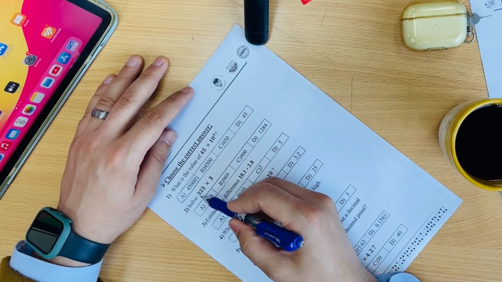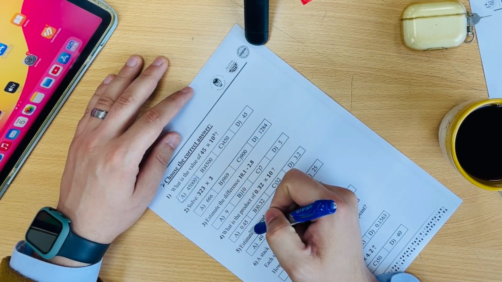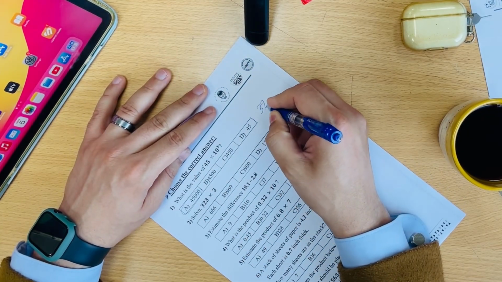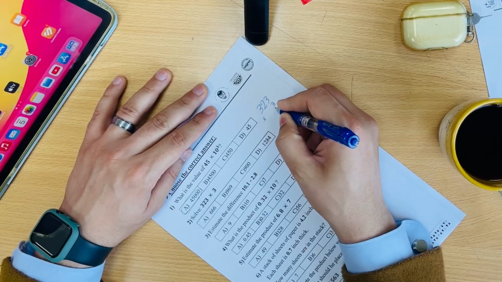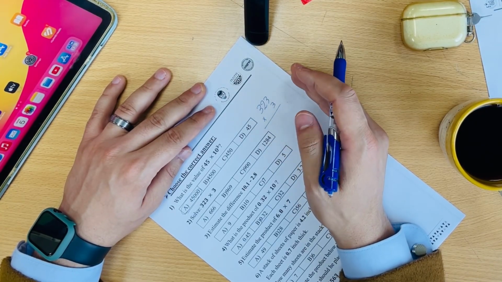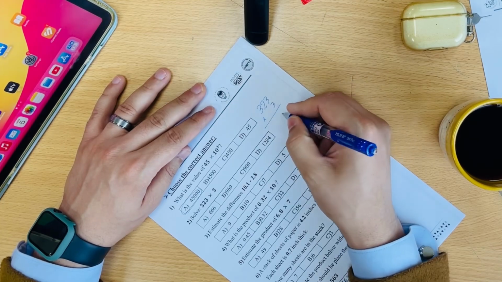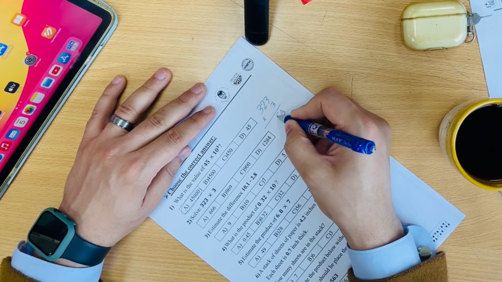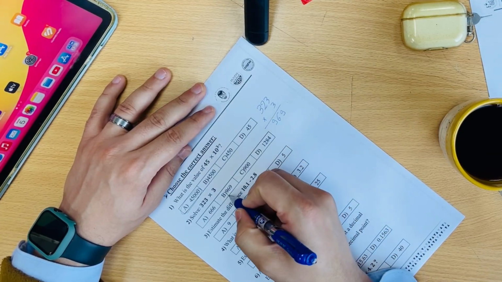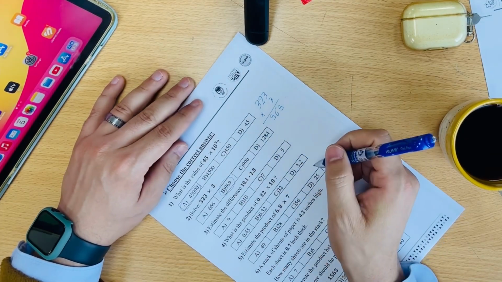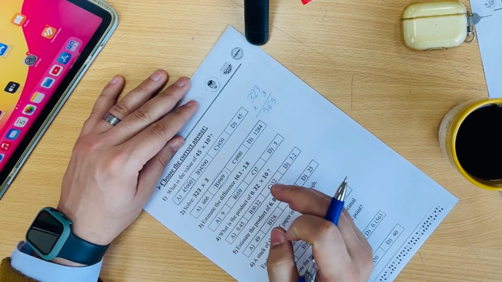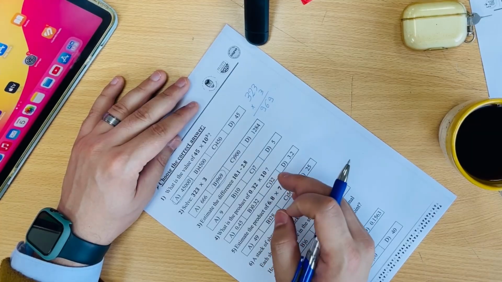Now we need to solve 323 multiplied by 3. We take 3 and multiply all the digits, and we start from the right. So 3 multiplied by 3 will be 9, and 3 multiplied by 2 will be 6. 3 multiplied by 3 will be 9 again. So the answer will be 969.